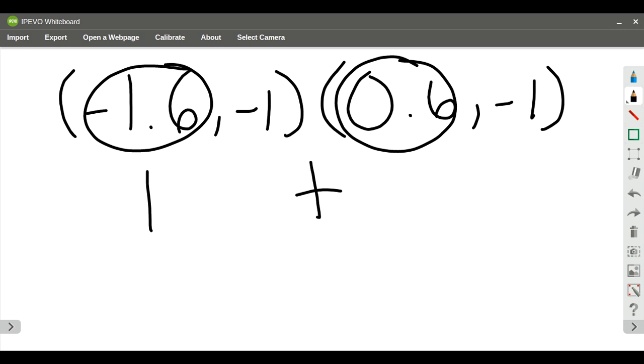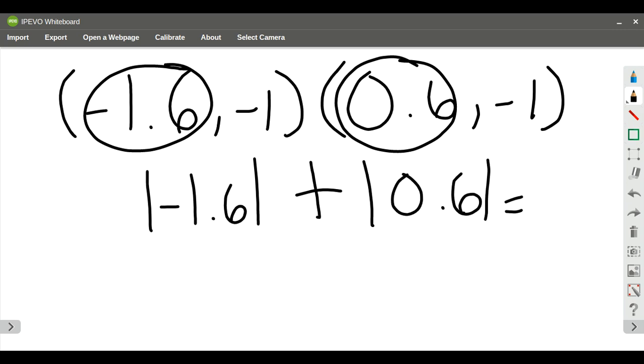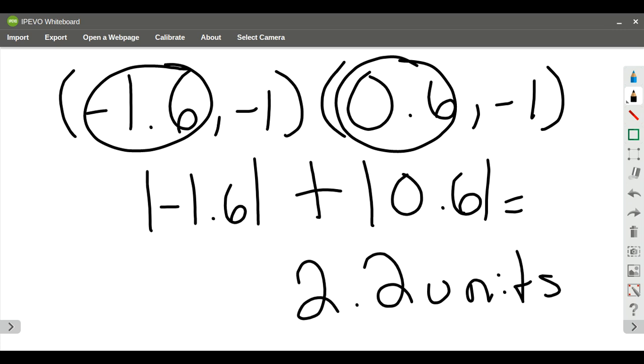I'm going to take the absolute value of 1 and 6/10 and add that to the absolute value of 6/10, and see what I get. If I'm not sure what 1.6 added to 0.6 is, I need to do that off to the side. So when I add those two together, 6 and 6 are going to make 12. I'm going to regroup that 1. 1 and 1 is going to be 2. So my answer is going to be 2 and 2/10 units.